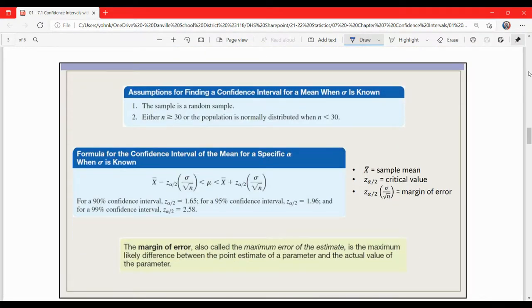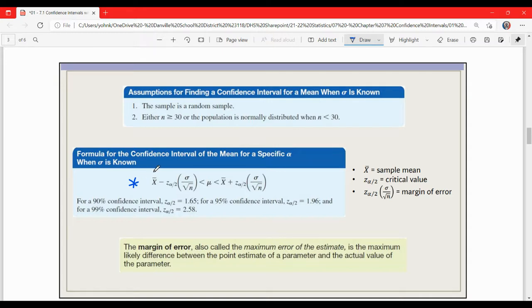So there are two assumptions when finding a confidence interval for a mean when sigma is known. The first one is that the sample is a random sample. That's pretty much standard for everything we ever do. And number two, either n has to be greater than or equal to 30, or the population has to be normally distributed when n is less than 30. So basically, just make sure your sample is a random sample and make sure it comes from a normally distributed population. Then we get into the formula, which is right here.